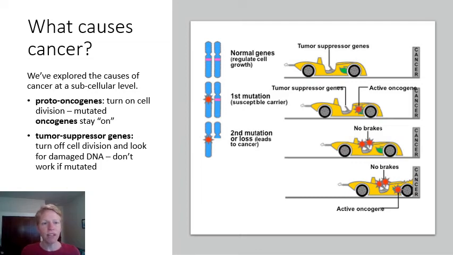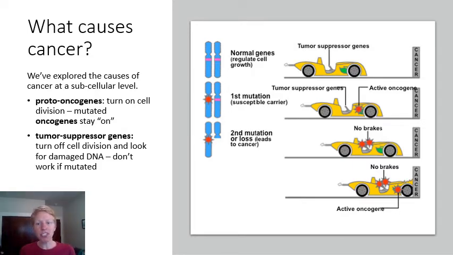Let's review what causes cancer. So we've explored the causes of cancer at the cellular level and the subcellular level. So we've talked about some of those characteristics of cancer cells that make them different from normal cells, such as, they don't get those signals when the cells are all crowded together to stop growing. They also don't get the signals to self-destruct when there are mistakes.